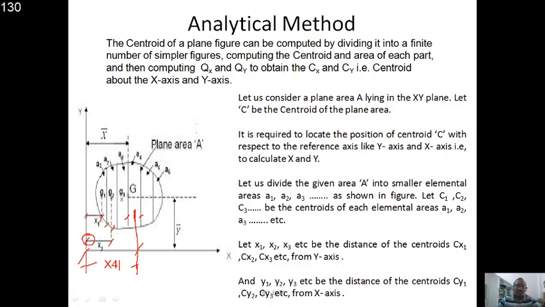So please note, before solving any problem, note where your reference axis is and calculate all the x and y values of individual segments or shapes from that reference axis only.